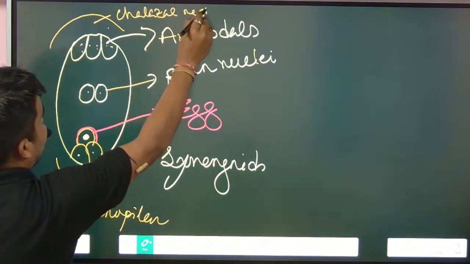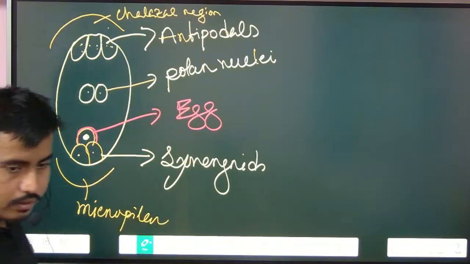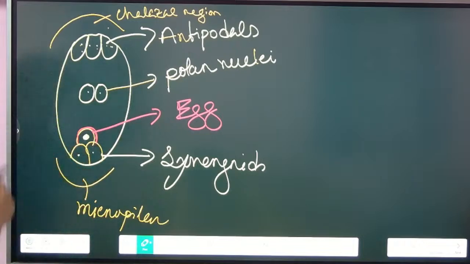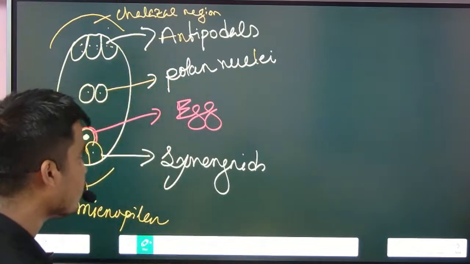Got it? Remember this portion, upside down. In the micropylar region, synergids and the egg are formed, only one egg, you can say. And in the chalazal region, antipodal cells are formed. So this process is called megasporogenesis.